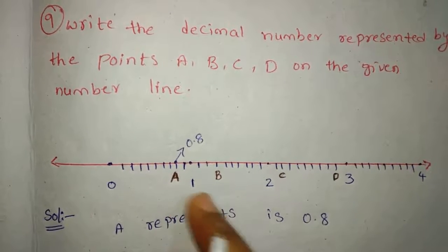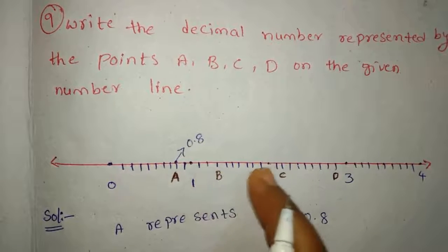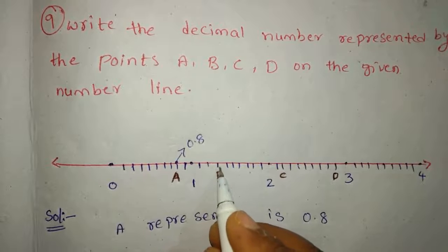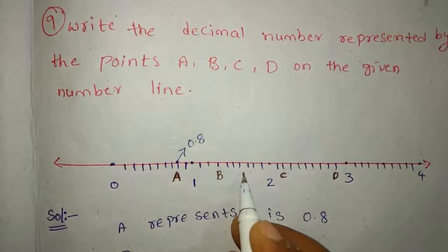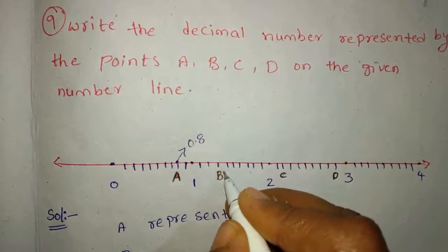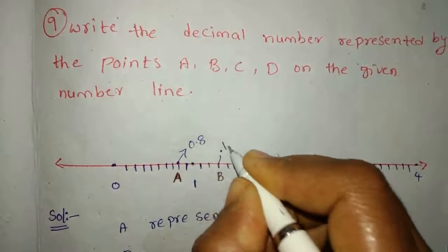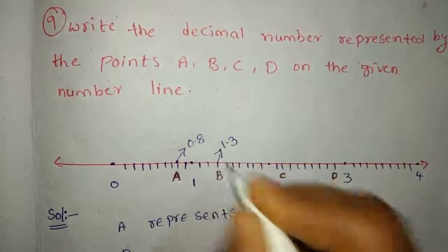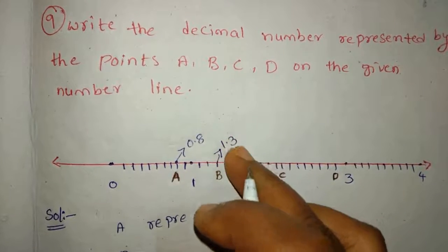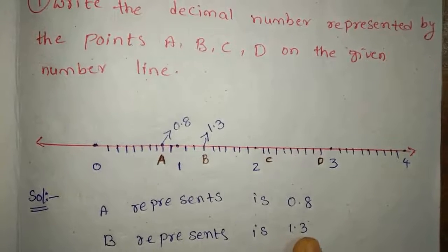Now the B. B lies between 1 and 2. So between 1 and 2 there are 10 equal parts. In this, B is 1, 2, 3. Out of 10 equal parts, B is the third part, that is 1.3. B lies between 1 and 2. B represents 1.3.